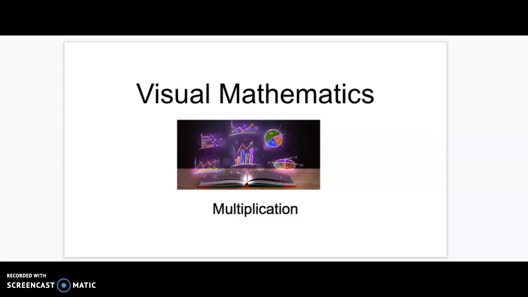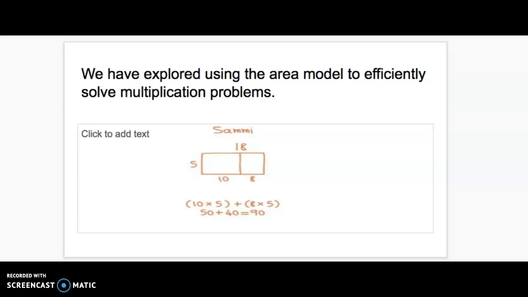We're going to explore a few other ways of how we can visually represent our learning. Last week we looked at the area model where with a two-digit number we were able to separate the number into the tens column and the units column, and then we were able to work in each of these areas separately to find our answer. So by doing 10 times 5 equals 50, 8 times 5 equals 40, and then 40 plus 50 equals 90.